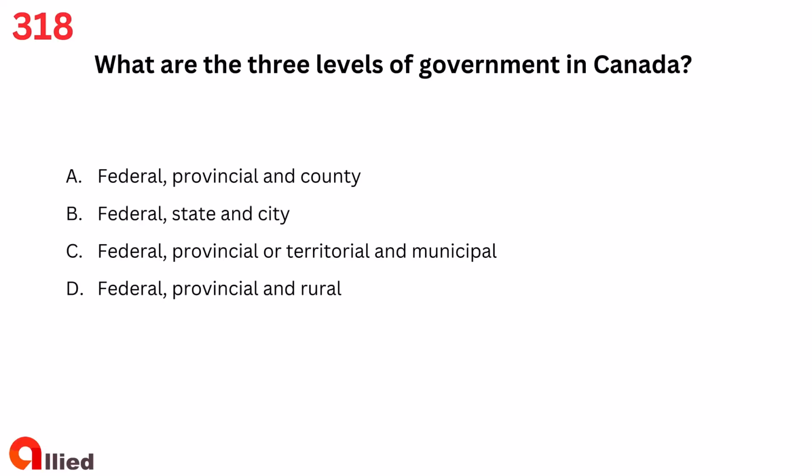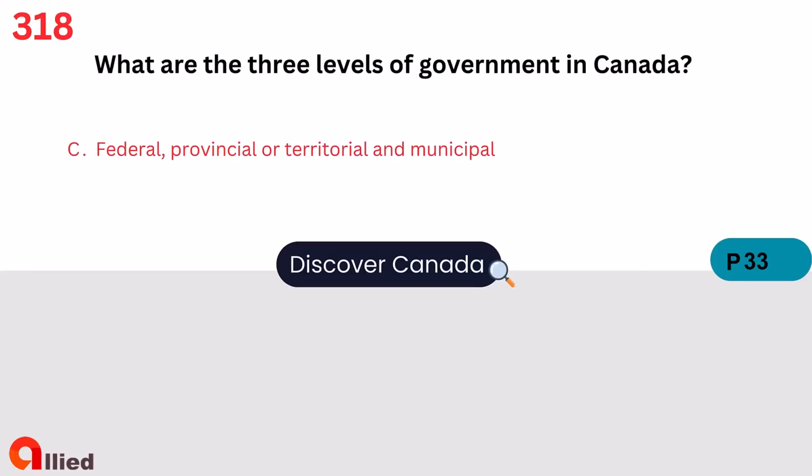Question 318. What are the three levels of government in Canada? A. Federal, provincial, and county. B. Federal, state, and city. C. Federal, provincial, or territorial and municipal. D. Federal, provincial, and rural. The answer is C. Federal, provincial, or territorial and municipal.